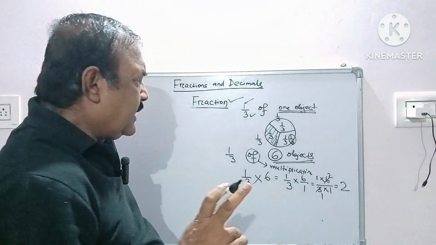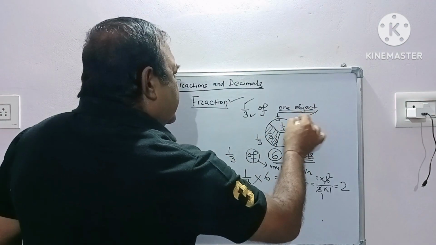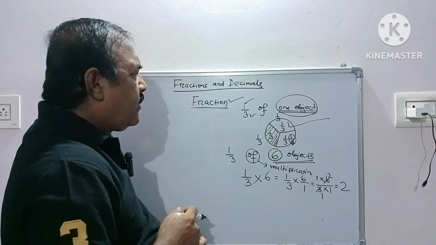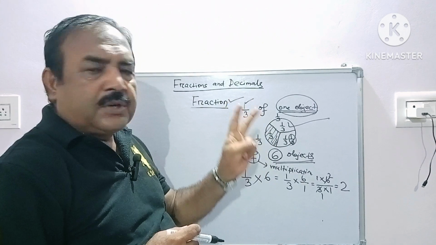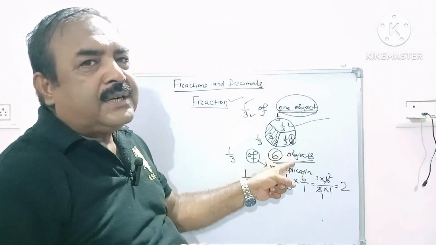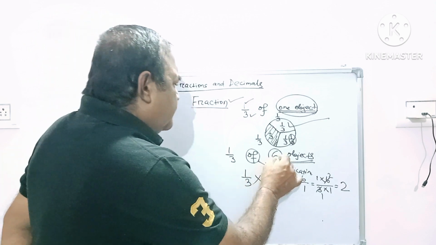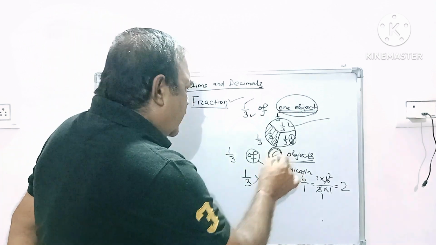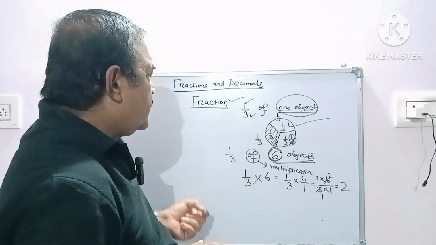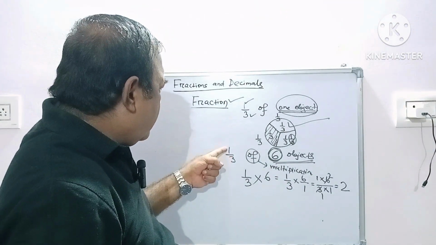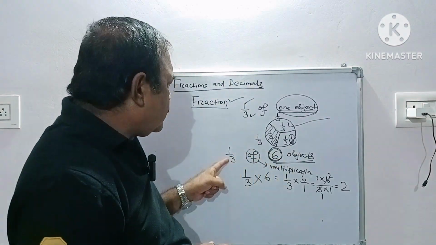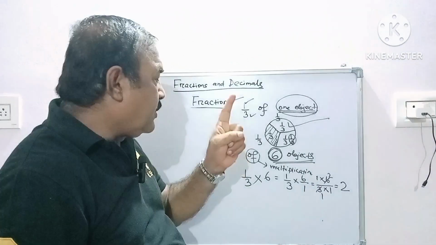So my point of saying is, it was one object and you got a part that is 1/3 and you found there are 3 numbers of 1/3 in one object. But there is no one object here. So 6 objects, it behaves as a single object. It behaves as a single unit. So I will have to take 1/3. That means I will have to divide 6 objects into 3 equal parts and I have to take one part.